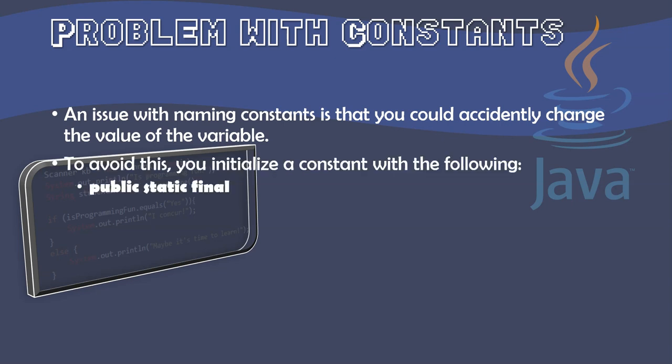And the way we do that is we initialize a constant with the following header. We say public static final. So before we put this in front of any variable, this needs to go first.